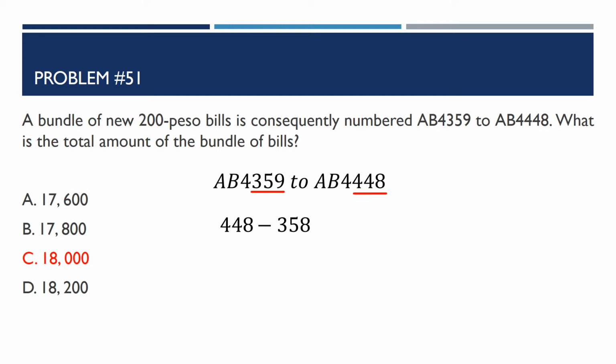So it's the same as here. Instead of subtracting 448 minus 359, you subtract the smaller number, which is 358. So there are 90 200 peso bills, and we're going to compute the amount by multiplying it by 200 pesos. So all in all, it's 18,000.